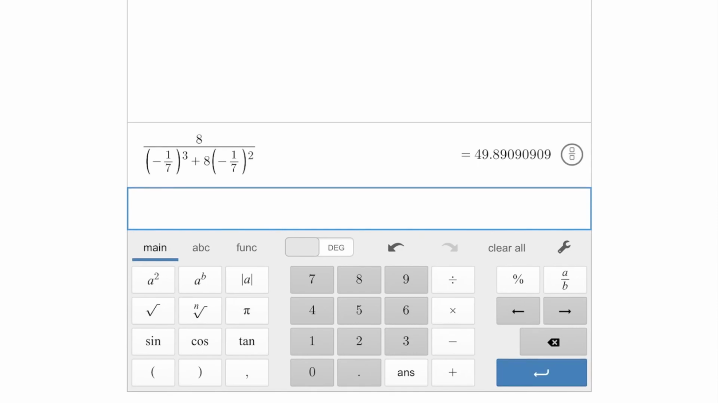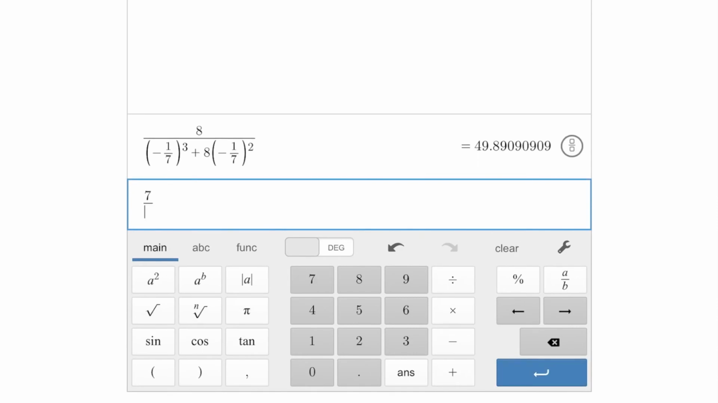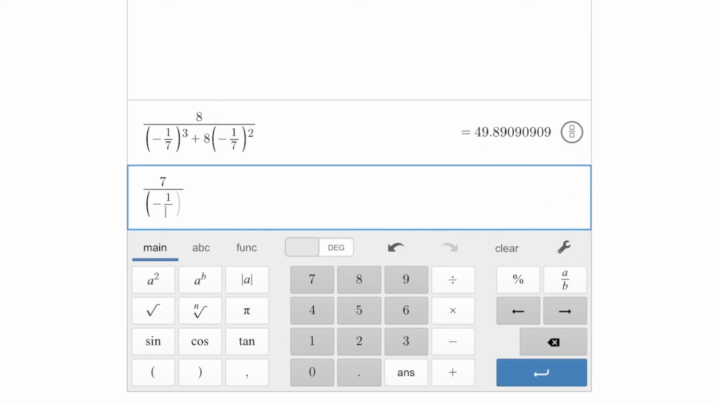And then on the other side of the equation, 7 divided by -1 divided by 7. I don't actually think you need parentheses there, but I just, habit. Plus 8, and then I'm going to hit over, so I'm out of the fraction, plus 1 divided by. Now here I do need parentheses because I'm squaring a negative number. Lots of us miss this on the summation notation question. And you can see that it is also 49.89.